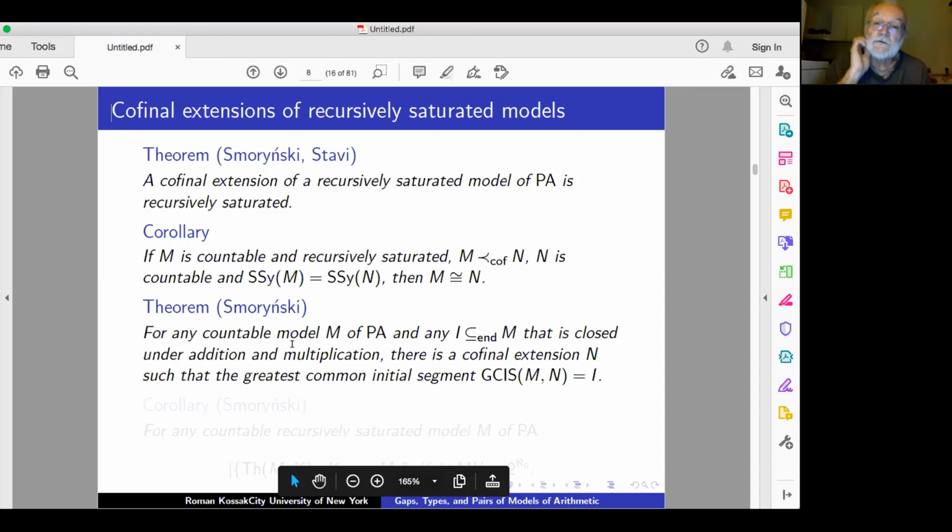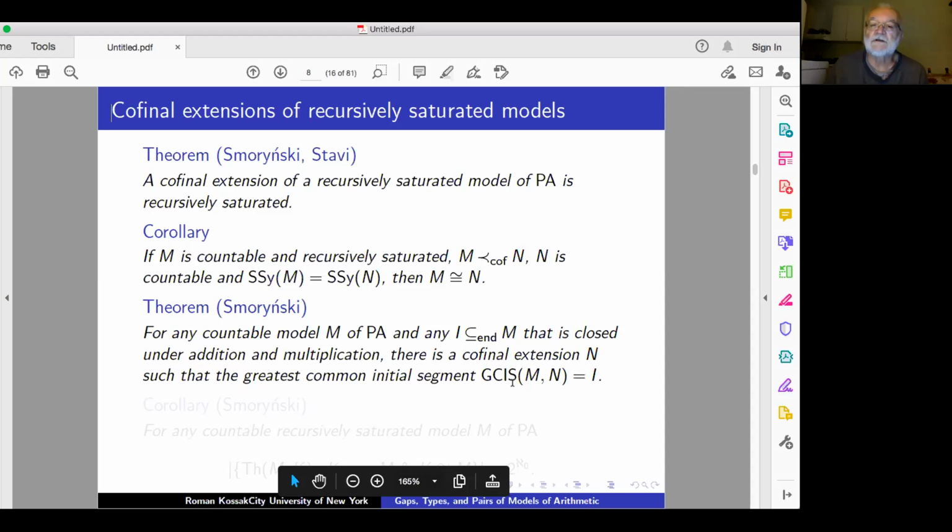So this will be the main theme, about certain properties of cofinal extensions and extensions in general. There is this notion of the greatest common segment. If you have a mixed extension, or a cofinal extension, then you can ask what's the largest initial segment of the ground model to which no new elements are added. That's the greatest common initial segment.